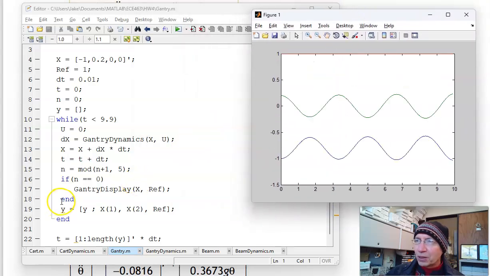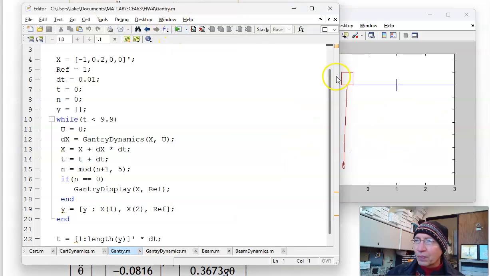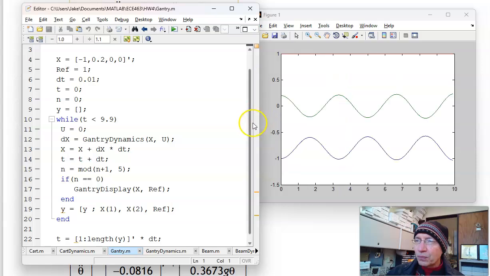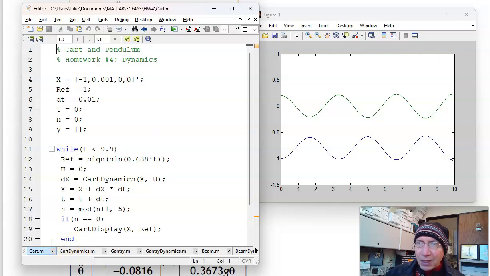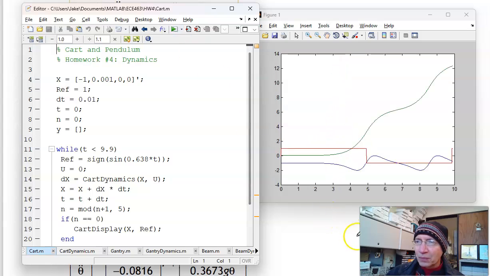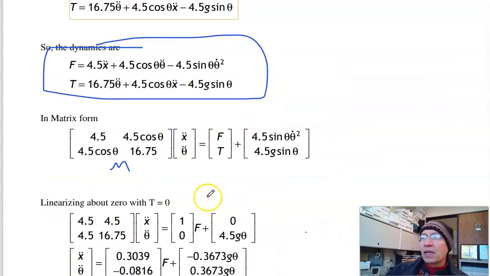Here's the dynamics when gravity is pulling down. If I flip the direction of gravity, it's unstable. To see that, to come up with a linearized model, let's linearize about 0.